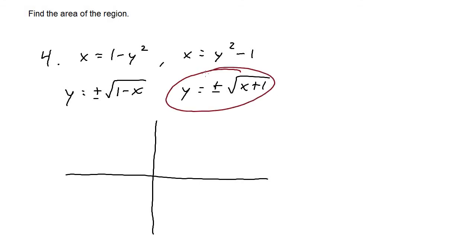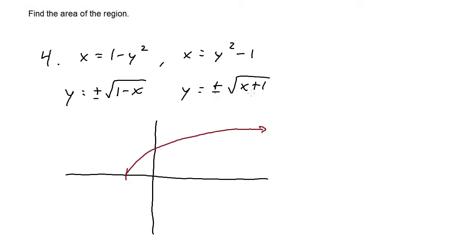y equals plus or minus the square root of x plus 1. And let's just focus on the positive version, so cancel out the negative version. Now if we were to graph y equals just the square root of x plus 1, that's just y equals the square root of x, but shifted to the left 1. So it might look something like this.